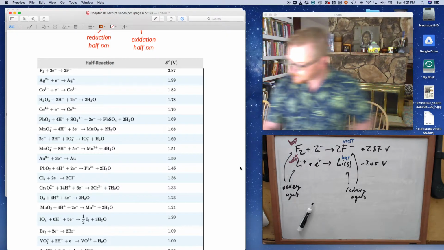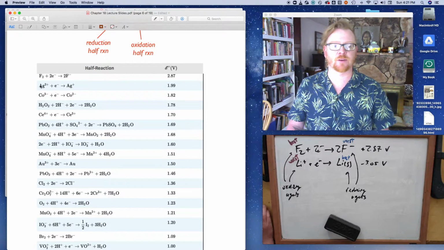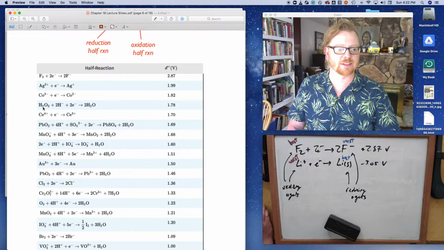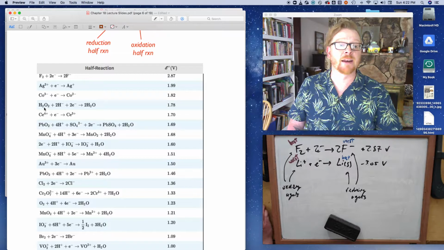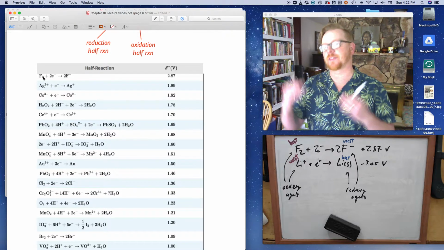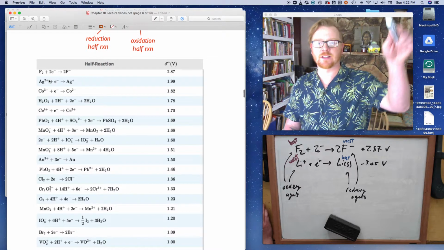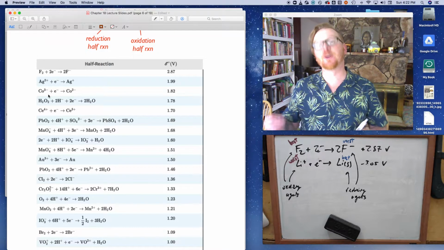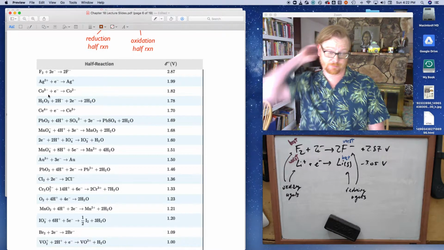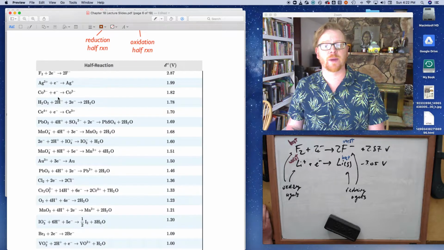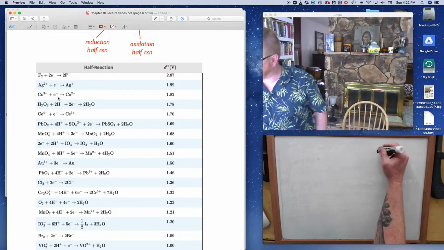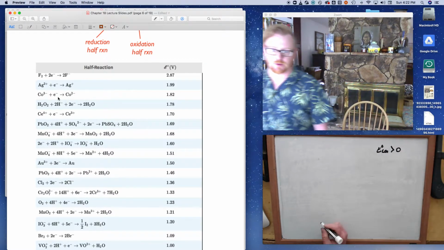All right. And so in this list right here, fluorine can oxidize silver. Fluorine can also oxidize hydrogen peroxide, but hydrogen peroxide cannot oxidize fluorine. So that's the way that this works, okay? So we can oxidize from the top down, and we can reduce from the bottom up, but not the other way around. Another way we could think of this is, noting once again, that we want E cell to be greater than 0.